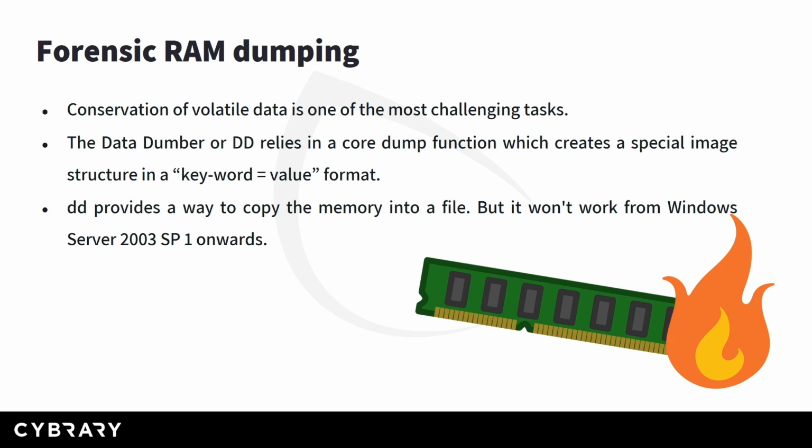In the Microsoft Windows environment, DD provides a convenient way to copy the memory into a file. There is only one flaw. It won't work from Windows Server 2003 Service Pack 1 onwards. The data dumper, or DD, relies on a core dump function which creates a special image structure in a keyword equals value format. Therefore, the output file is readable in many tools and applications like the Windows kernel debugger.